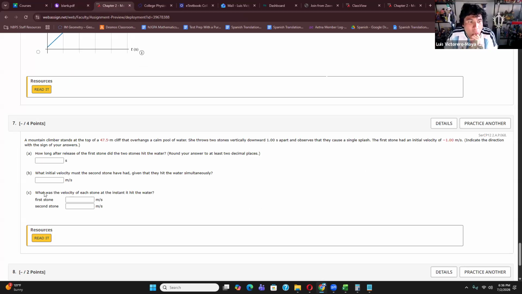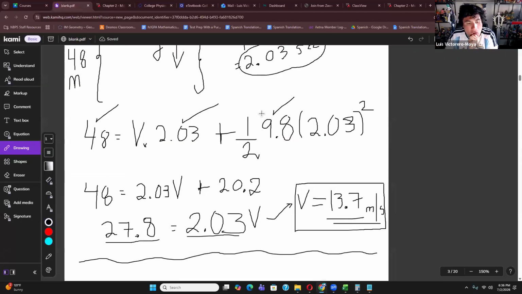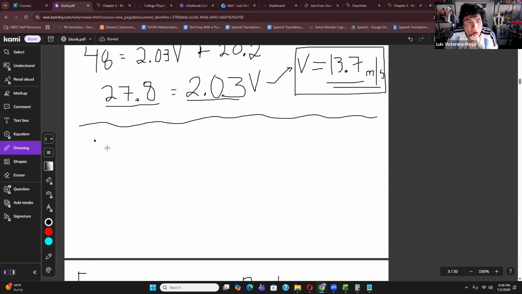So here is a misconception. What was the velocity of each stone when they hit the water? So it's not zero. Both stones, the one that starts at negative 1, and the one that started at negative 13.7, they both are going to hit the water with some velocities. What are those?